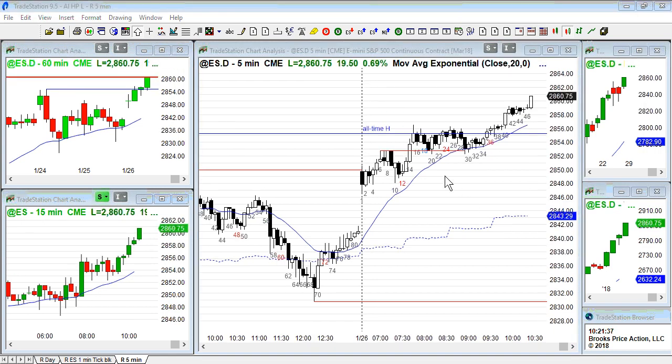It's becoming a small pullback bull trend, so spike, pullback, channel. Traders are buying at the market, buying for any reason, because the odds are the first reversal down will not get very far.